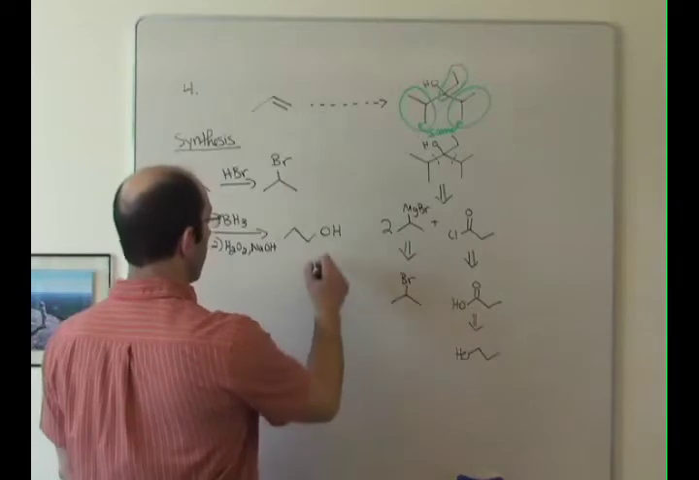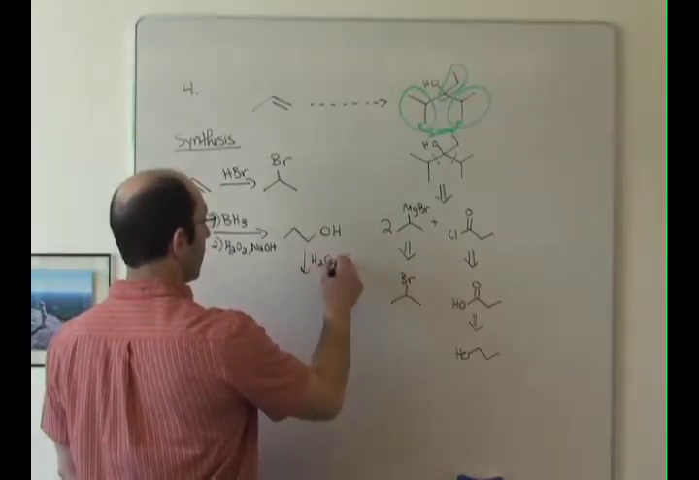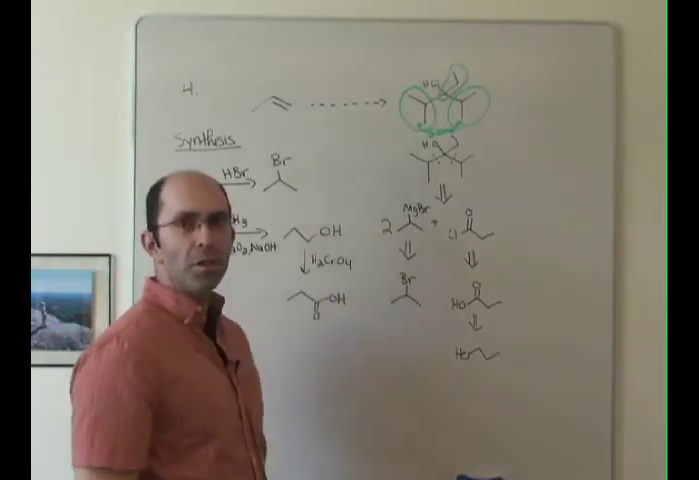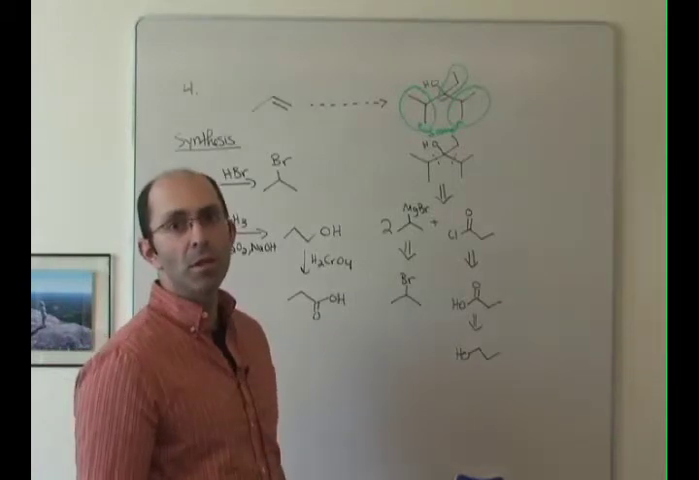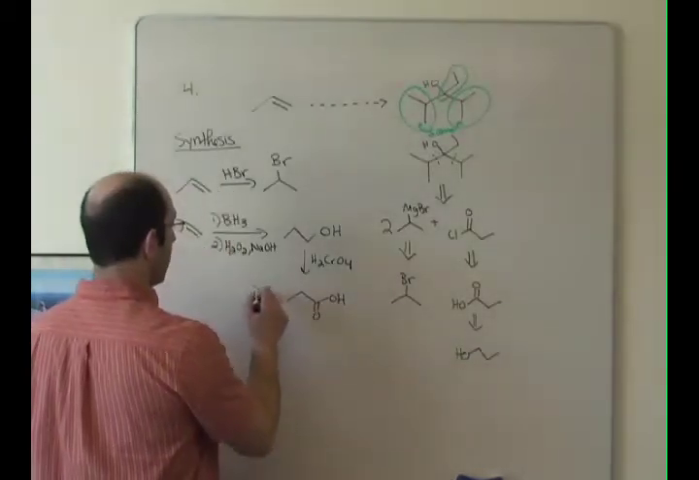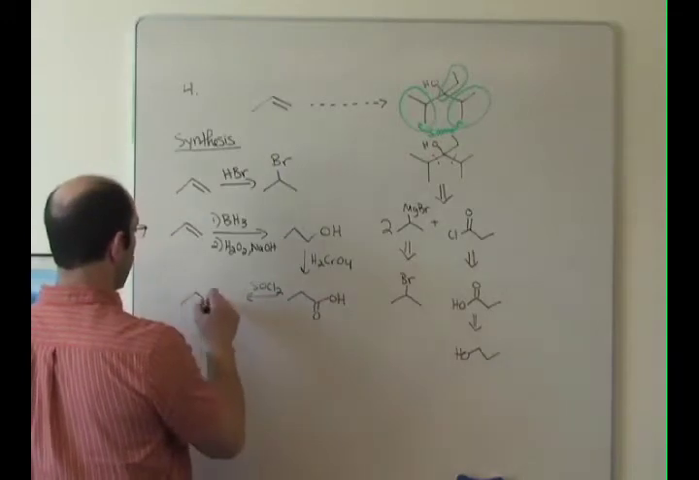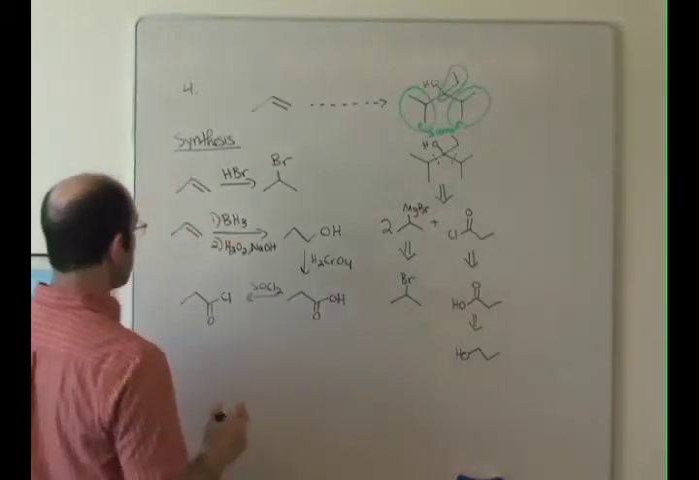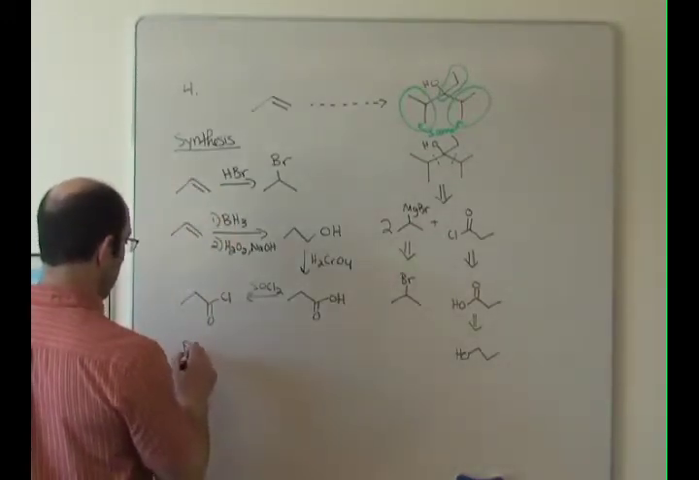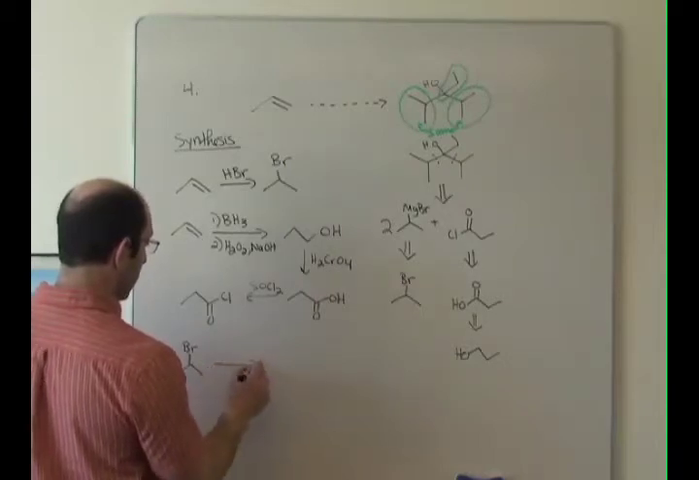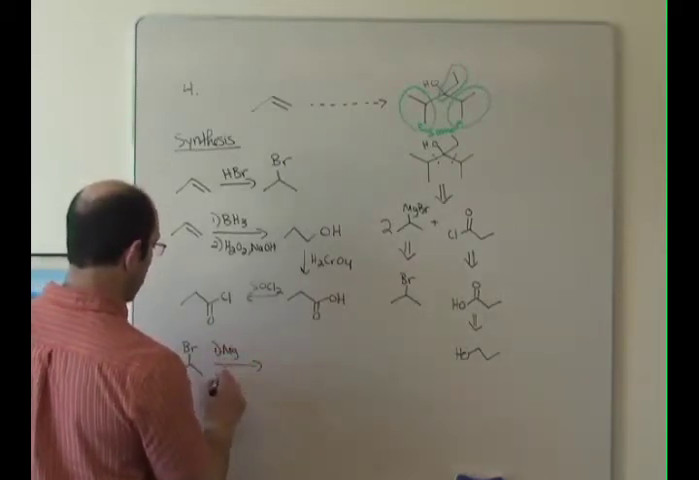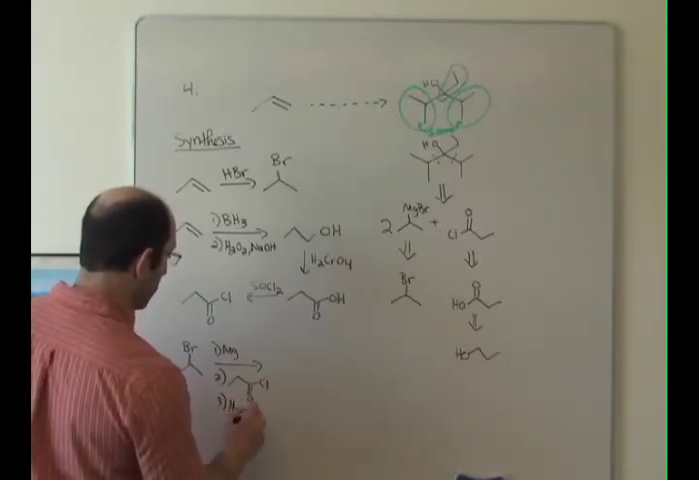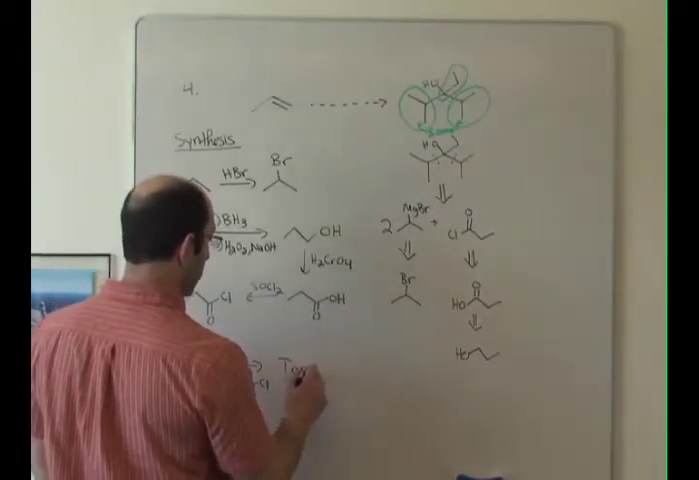Okay, and then we can add chromic acid. And again, that's the only way we can do the oxidation to give us a carboxylic acid. PCC would give us an aldehyde. And then we can react it with thionyl chloride to give us the acid chloride that we need. Okay, and then finally we can complete the synthesis: take the isopropyl bromide, react that with magnesium, add in the acid chloride that we just made, and then an acid quench, and that's going to give us our target molecule.